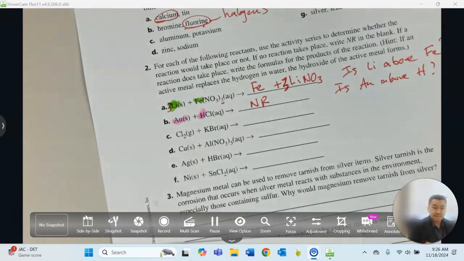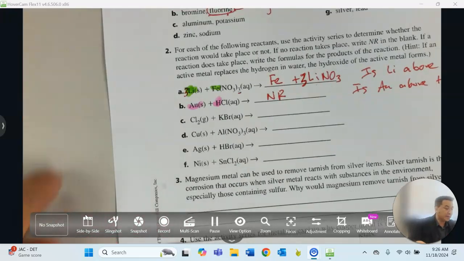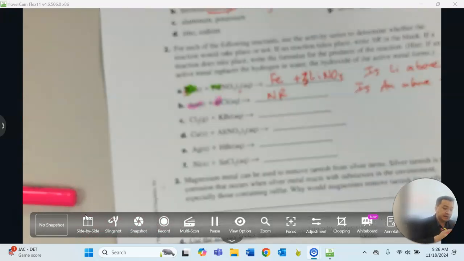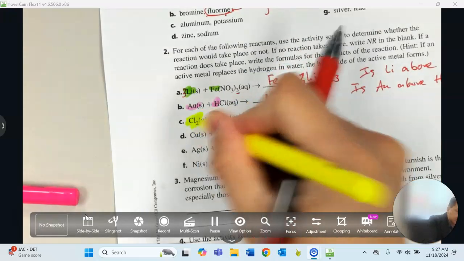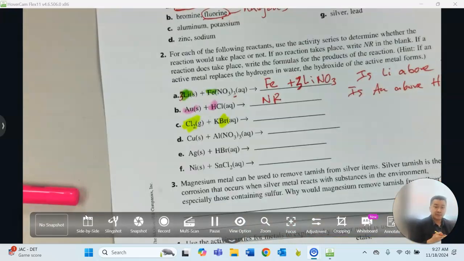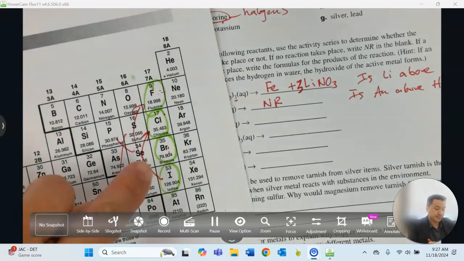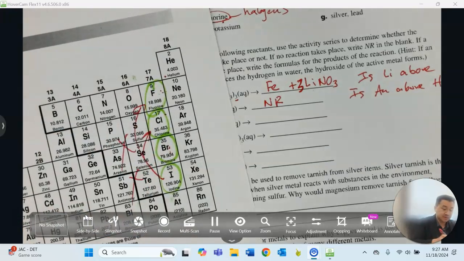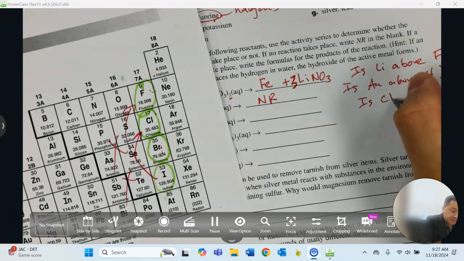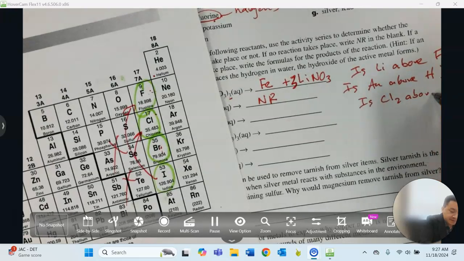And C, you finally see here, chlorine is a halogen. It's going to try to replace the Br. Remember, if it's a metal, it's going to replace the first one. If it's a non-metal, it's going to replace the other non-metal. So is chlorine above bromine? And the answer is yes.